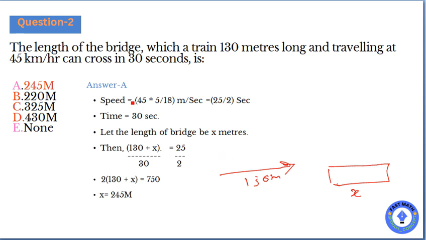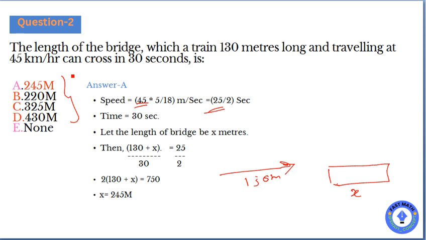In this, the speed of the train is given as 45 kilometers per hour. The answer is also to be given in meters. What you have to do? Whenever different units are given, you have to go by the answer units so that you get the right approach to the answer. The 45 kilometers per hour we convert to meters per second: 45 into 5 by 18 gives 25 by 2 meters per second.